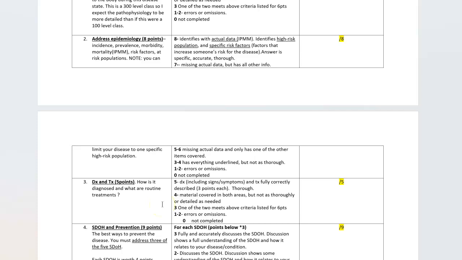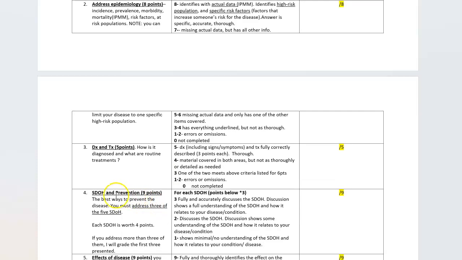How will it be treated? For prevention, you're going to address prevention with SDOH. So you must choose 3 of the social determinants of health and talk about how they would address those issues in relationship to them personally and whatever disease you're doing.